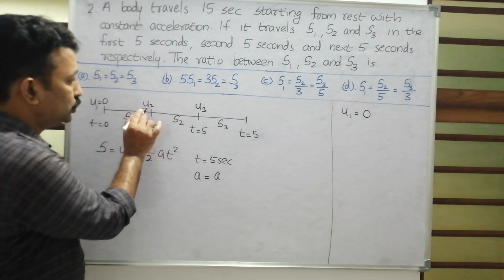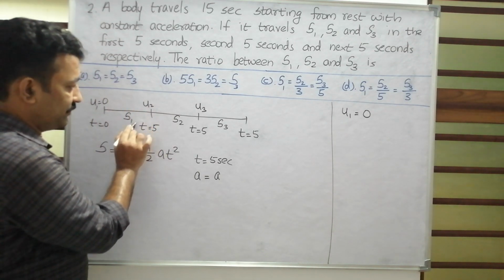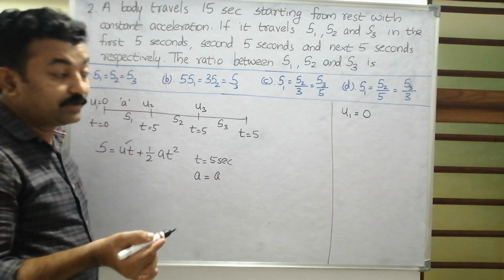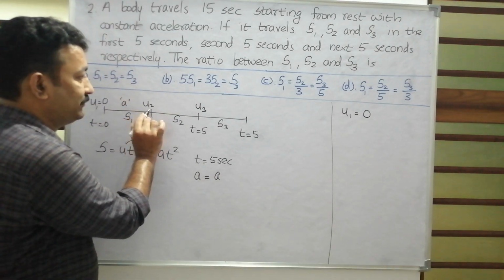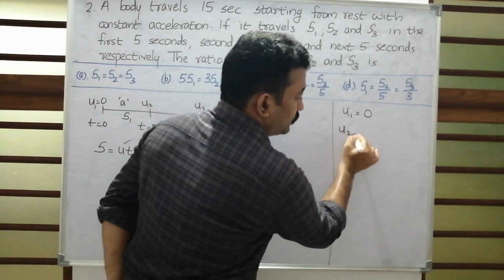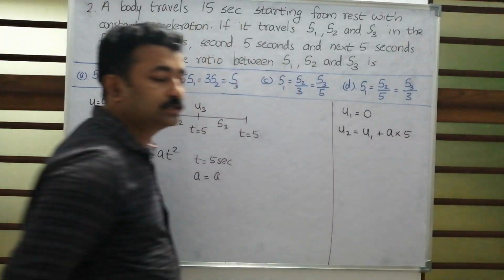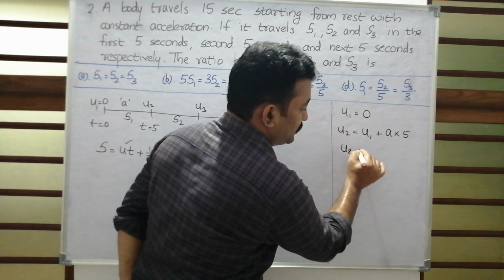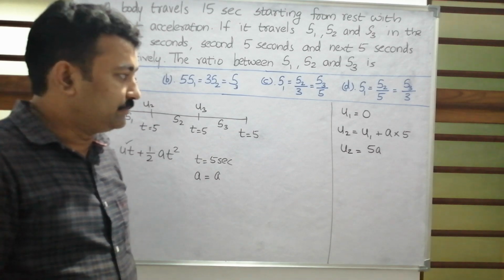I have to get u2. What is u2 actually? That is the final velocity which is gained after traveling 5 seconds with an acceleration of a. So the velocity attained after 5 seconds is the initial velocity for the second interval. So I will write u2 is equal to u1 plus a into 5 seconds, using v is equal to u plus at. u1 is 0, so u2 is equal to 5a. We got u2 is equal to 5a.